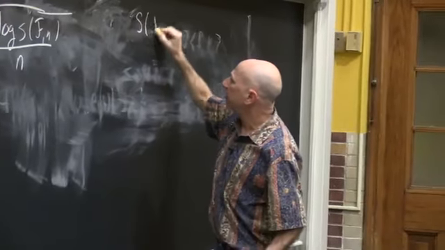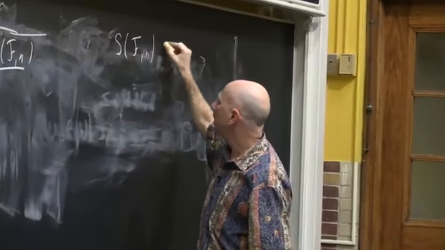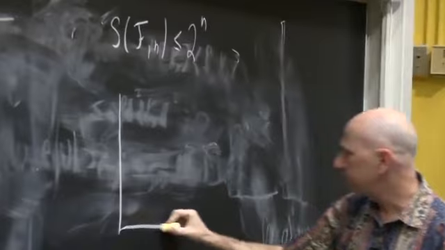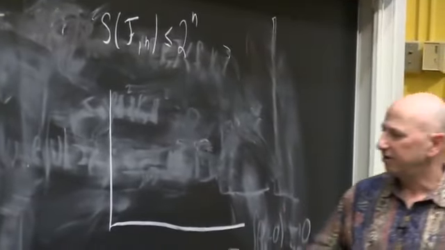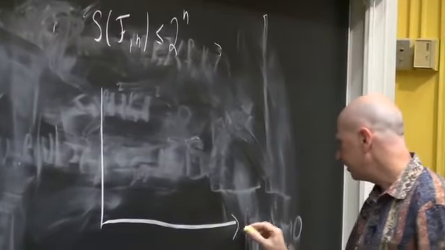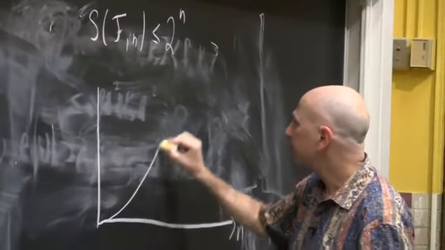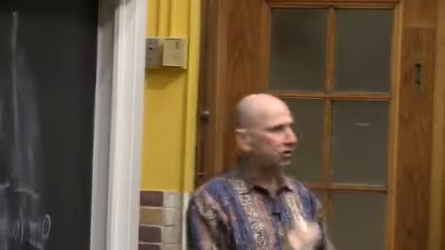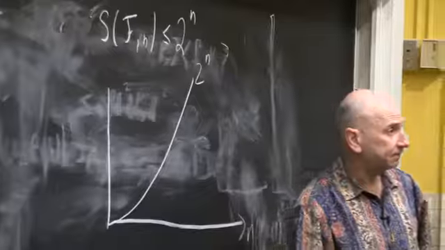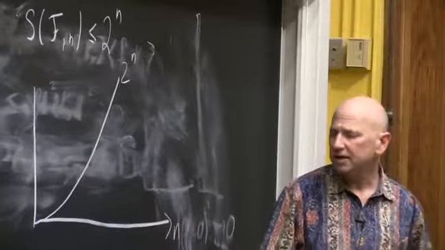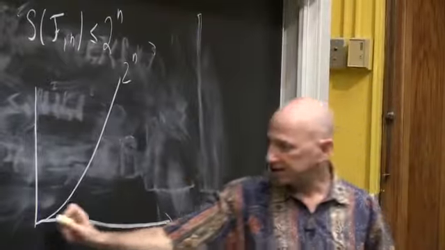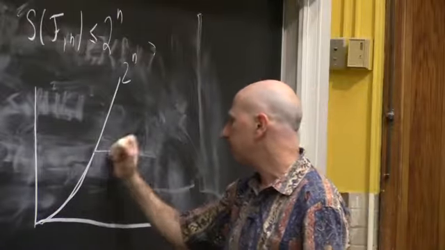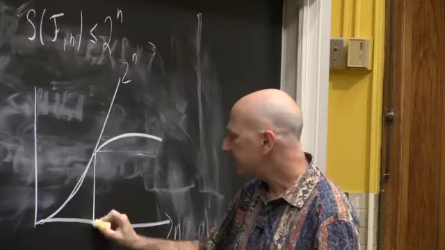we know that the shattering number is always less than or equal to 2 to the n. Here's a picture I drew last term. If this is n, and this is the function 2 to the n, and if I now draw the shattering number as a function of n, remember what happens is it can't be bigger than this, but it doesn't have to stay equal to this. It could be equal, and then it could be less than this. And this is the VC dimension.